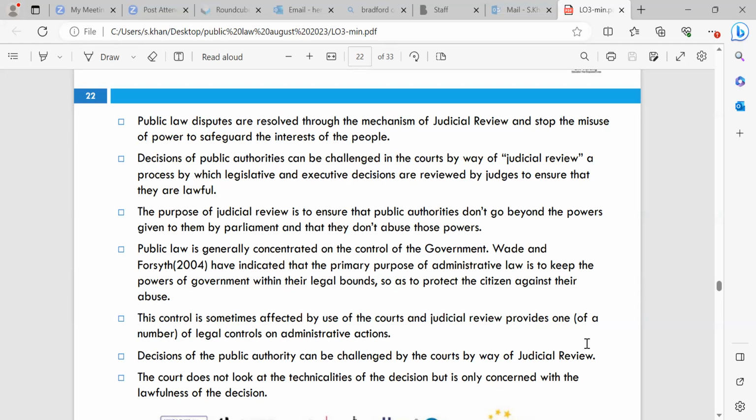Public law is generally concentrated on the control of the government. Wade and Forsyth 2004 have indicated that the primary purpose of administrative law is to keep the powers of government within their legal bounds so as to protect the citizens against their abuse. This control is sometimes effected by use of the courts, and judicial review provides one of a number of legal controls on administrative actions. Decisions of the public authority can be challenged in the courts by way of judicial review. The court does not look at the technicalities of the decision, it is only concerned with the lawfulness of the decision.